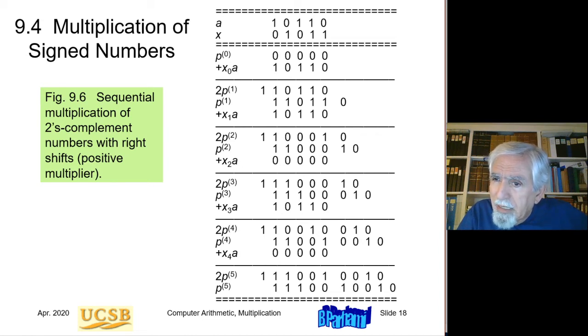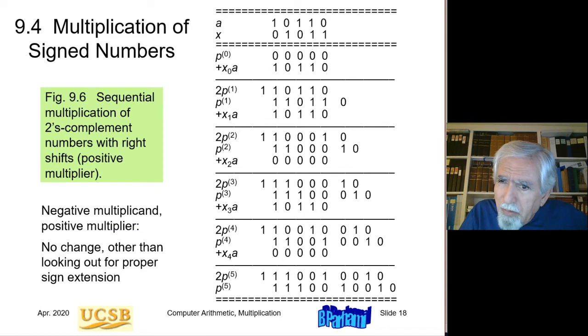Again, add A in the next step. Shift to the right after sign extension. Add 0. Shift to the right after sign extension. Add A, shift to the right after sign extension, and finally add 0, the final bit of x. And then right shift, again sign extend and right shift, I get this negative number, which is the product of this negative number and this positive number.